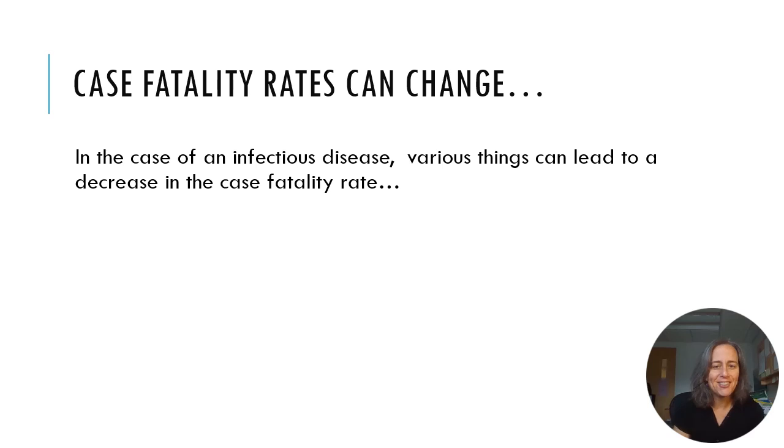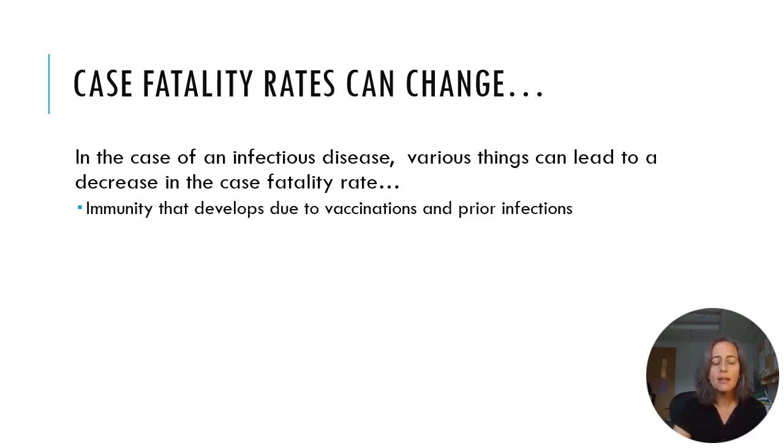The other really interesting thing about case fatality rates is that they can change over time. So in the case of an infectious disease, a germ like COVID-19, various things can lead to a decrease in the case fatality rate. The case fatality rate can get lower if people develop immunity. And you can develop immunity against an infection either through vaccination, which is the safer way to do it, or by having actually been infected. So both ways will make you immune.